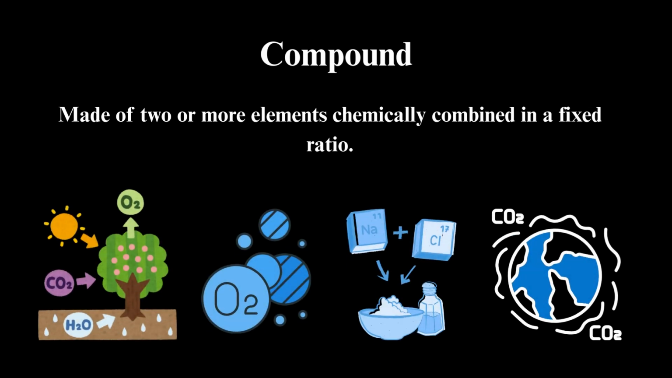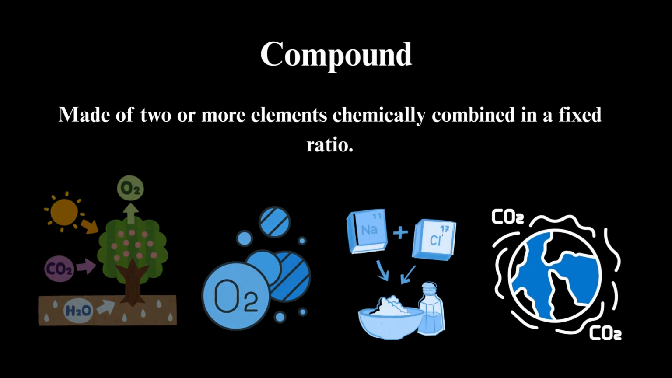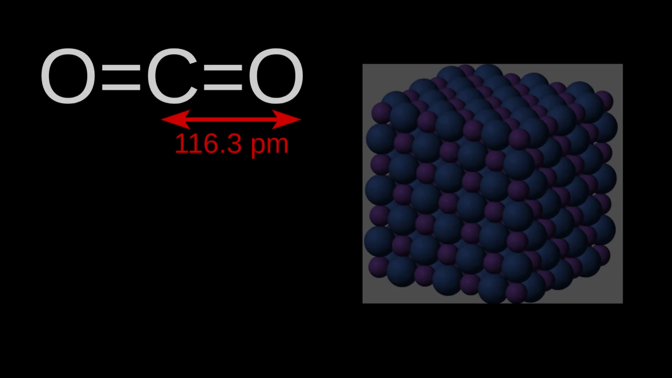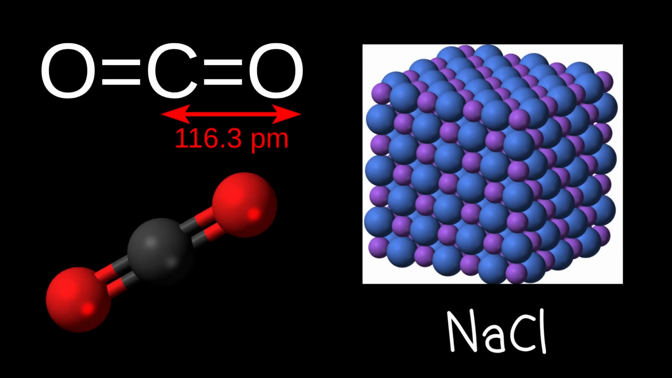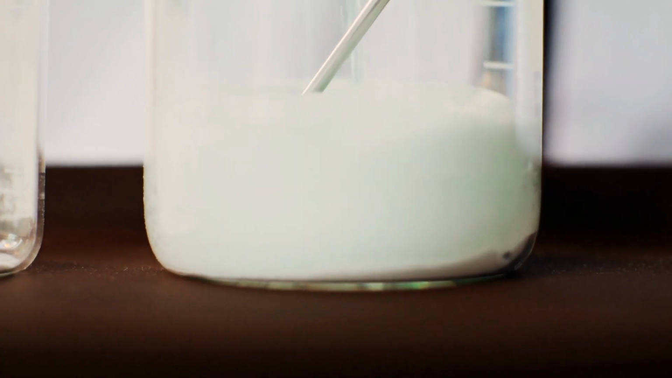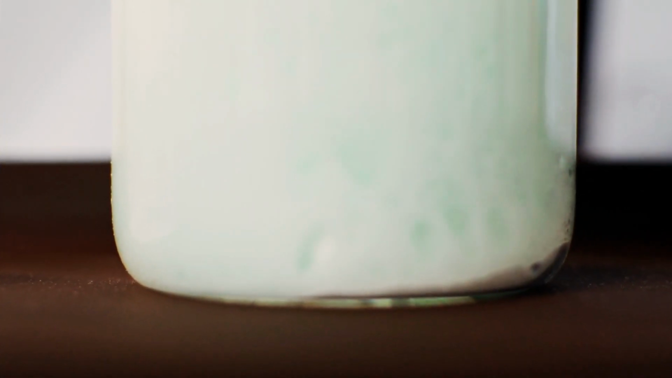Compounds are formed when two or more elements chemically combine in fixed ratios. Examples include water, carbon dioxide, and table salt. Compounds have properties different from their constituent elements and can only be separated by chemical reactions.